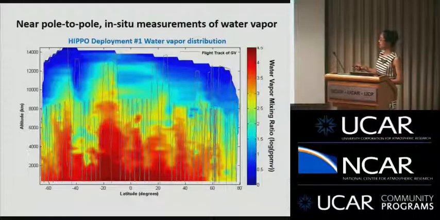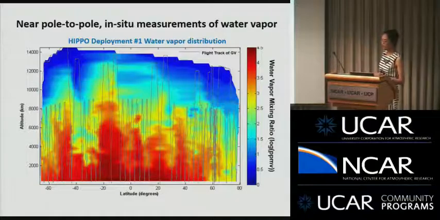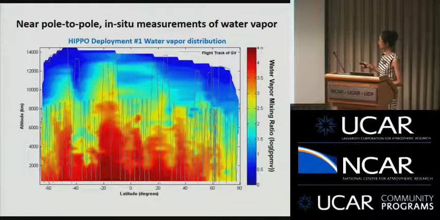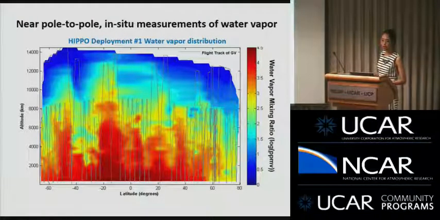It has a near pole-to-pole in-situ measurement of water vapor from about 87 north to 67 south. And every 3 degrees, we have a transect. So the gray line actually shows the real flight track of G5. And I color-coded the water vapor measurement on a log scale. Red means more moist air, and the colder temperature upper here has the drier condition, which is in blue.